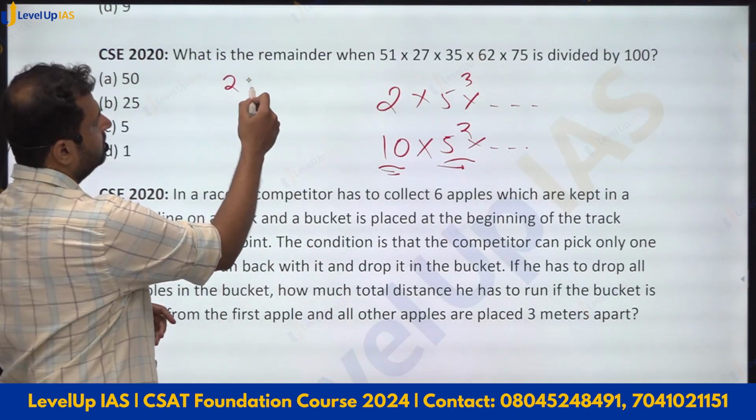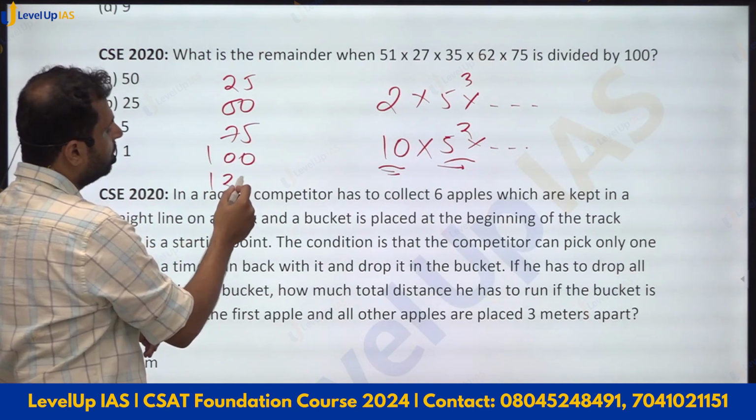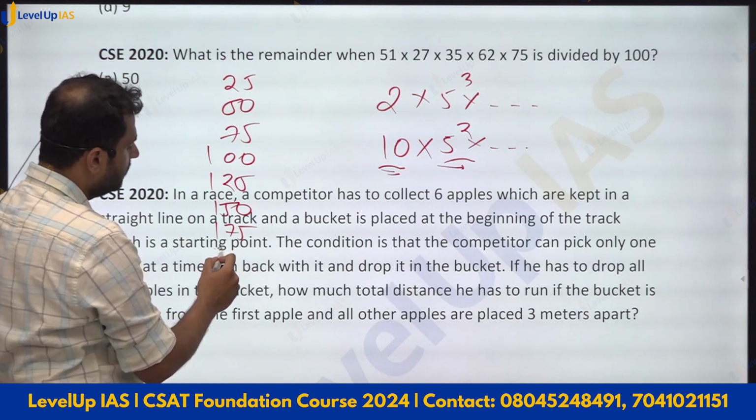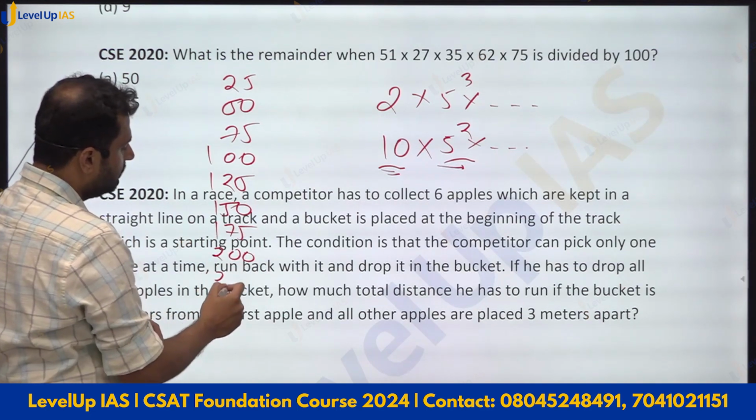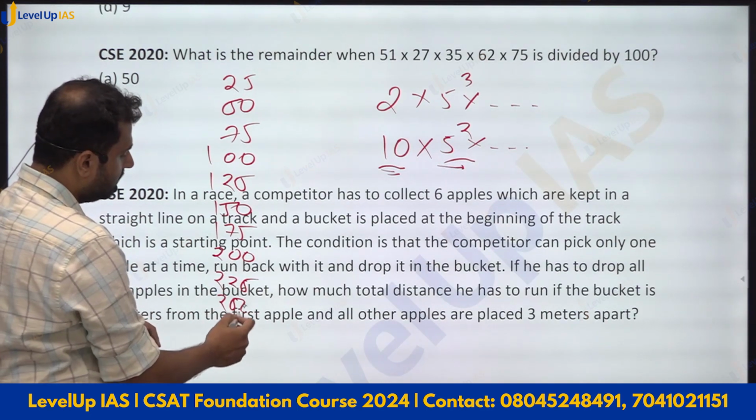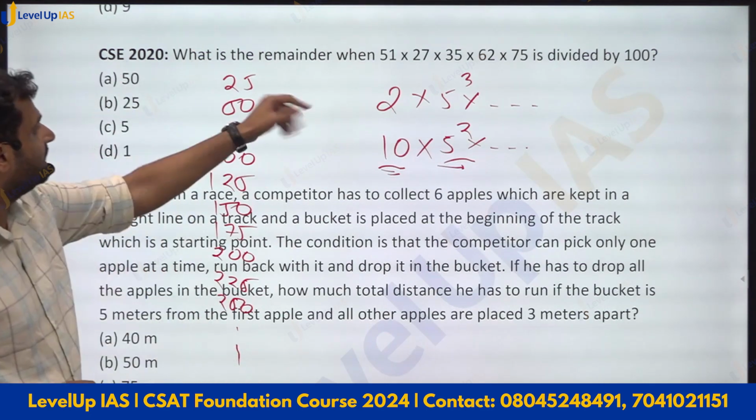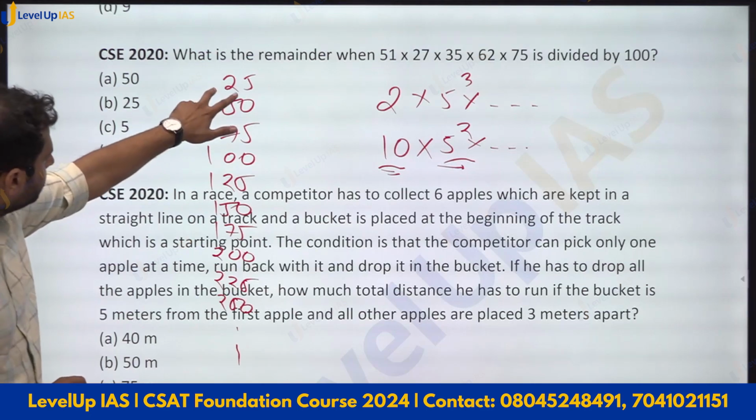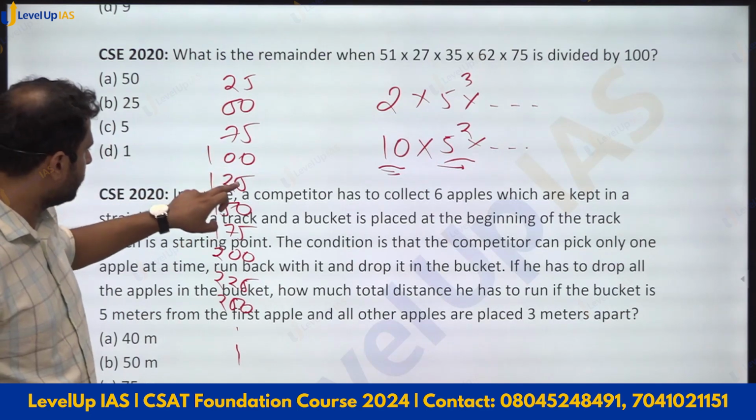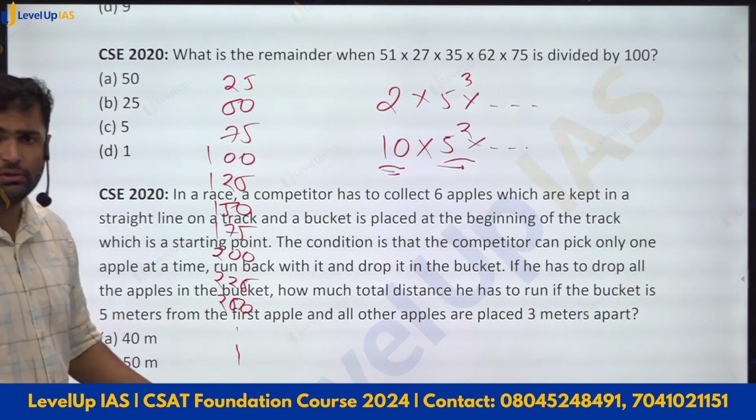25, 50, then we have 75, then we have 100, then we have 125, then 150, then 175, then 200, then 225, then 250, and you can see that these are the multiples of 25. So whenever we have a factor of 25, look at the last 2 digits of multiples of 25: 25, 50, 75, 00, 25, 50, 75, 00, and so on.